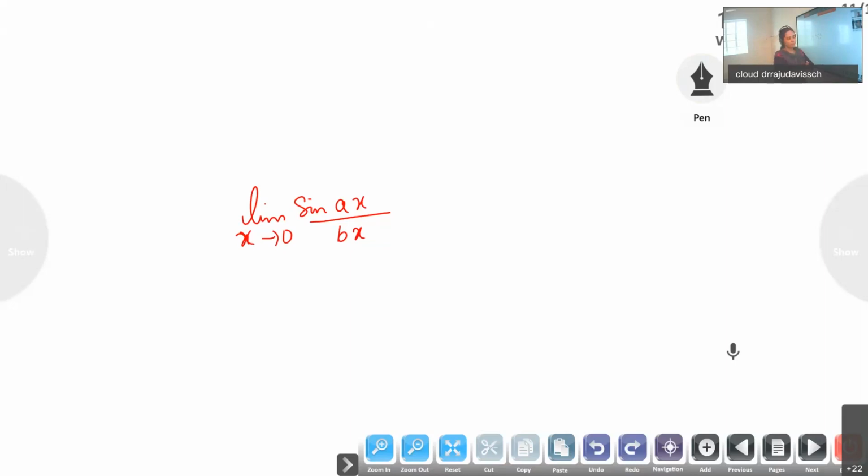What is the answer, Aparna? Sin ax by bx, isn't it? What will be the answer? 1. Is it 1? It's 1. Aishwarya, what's the answer you got here? 0.